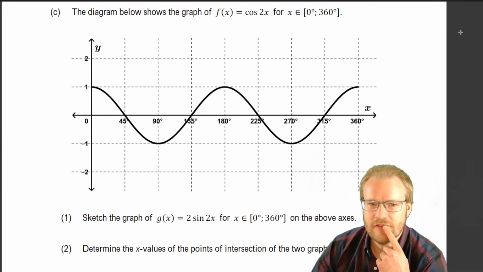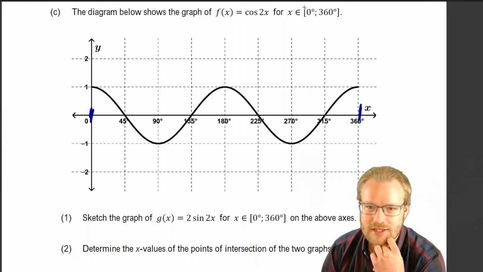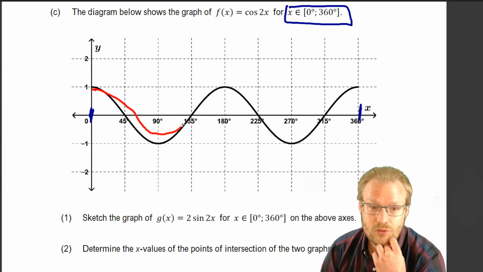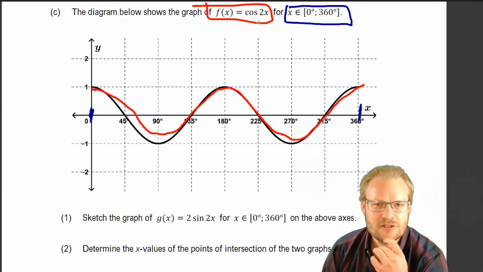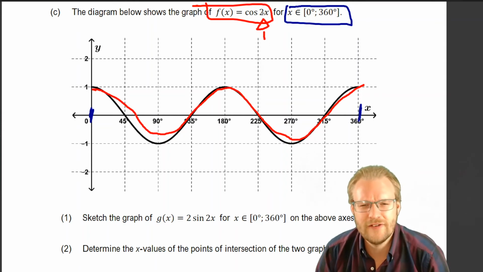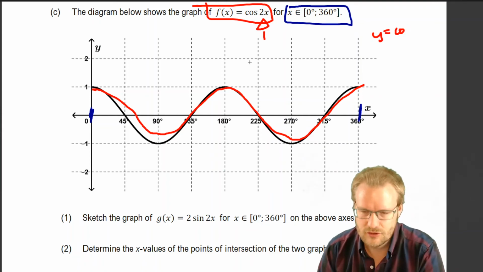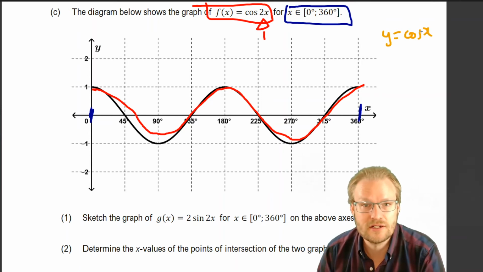Diagram shows the graph of f of x equals cos 2x for x an element of 0 to 360. There we can see x goes from 0 up to 360. That's that part. We've got f of x, this thing here, is cos 2x. So let's remind ourselves of a few things. Putting the 2 there, what is the effect of that 2 compared to y equals cos x?